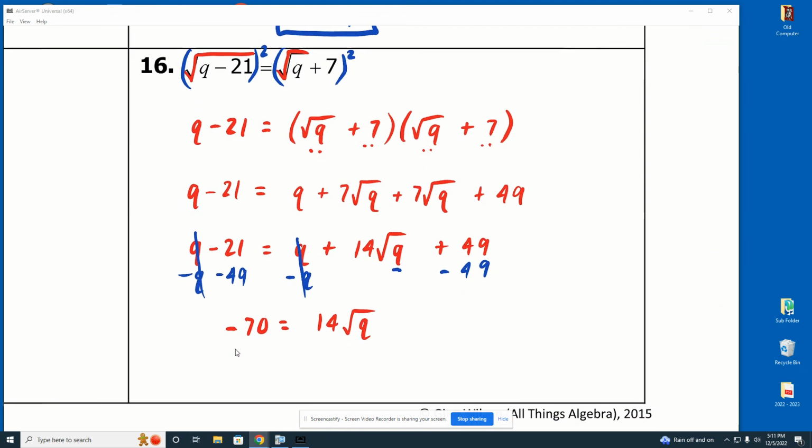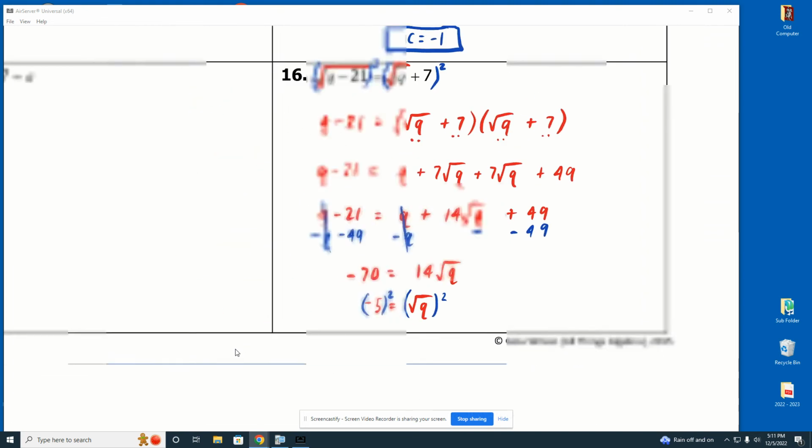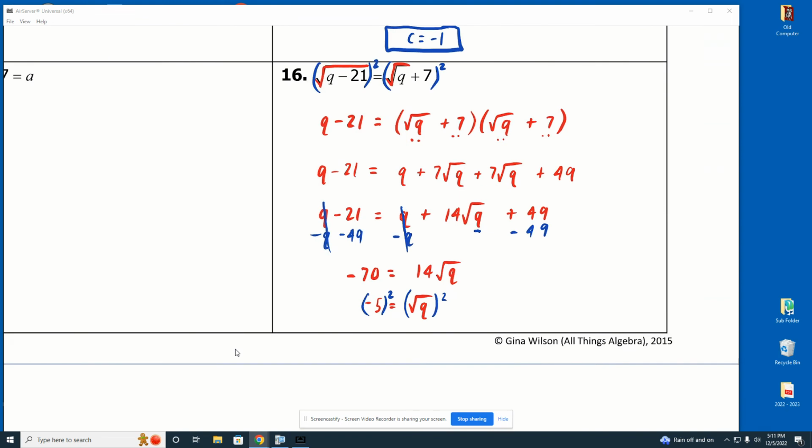So here are my last two steps. I'm going to divide by 14. That's negative 5 equals the square root of q. Then we're back to solving this square root by raising it to the power of the root, so I square both sides. I've almost run out of room here, but I'm done. My answer is q equals, negative 5 squared is 25.